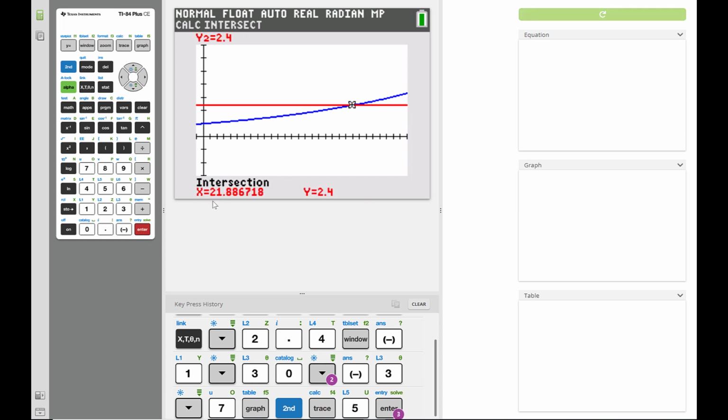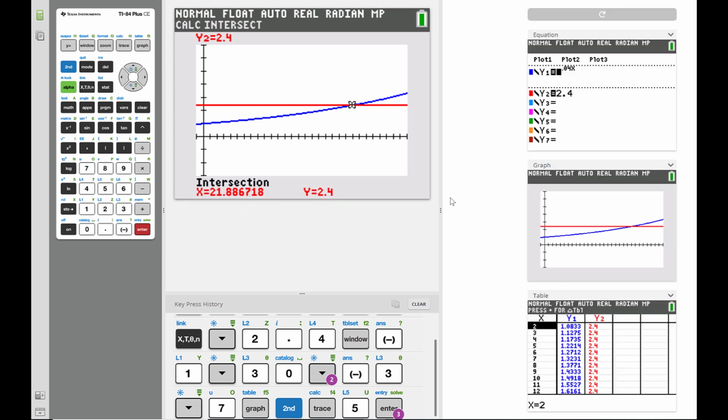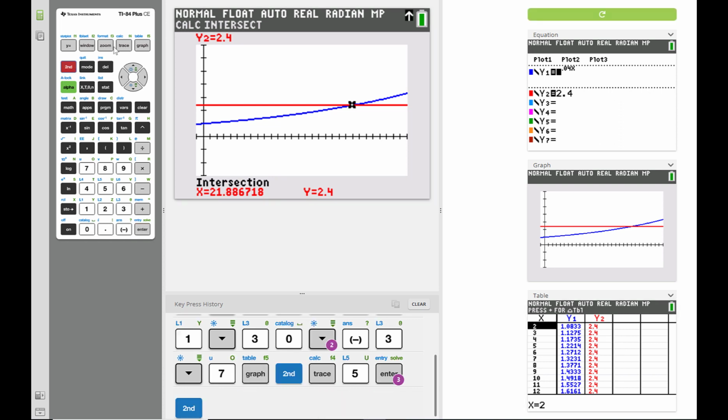Now we're going to press enter on one curve, enter on the other curve, and then it says intersection x is equal to 21.886718 and y is equal to 2.4. So that's the intersection we wanted. We wanted that x value. The x value represents our time in years.